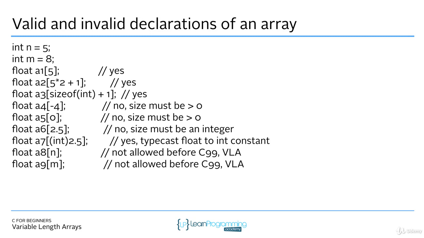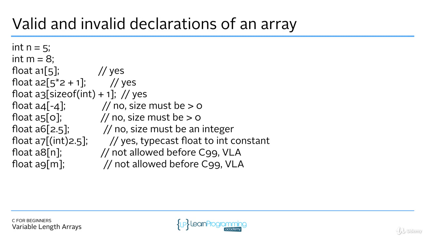Putting a negative number inside the declaration of an array, no, you can't do that. There's no such thing as a negative 4. The size of the array has to be greater than 0. So also 0 will not work. 2.5, putting a float, can't do that either. Doesn't make sense. How can you create an array of size 2.5? However, if you do put 2.5 inside the square brackets and you cast it to an int, that's okay.